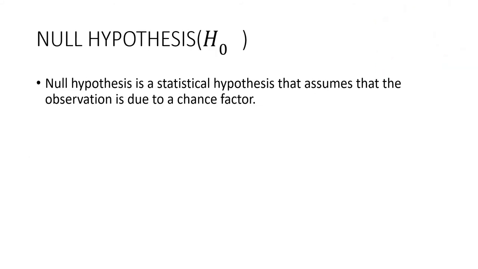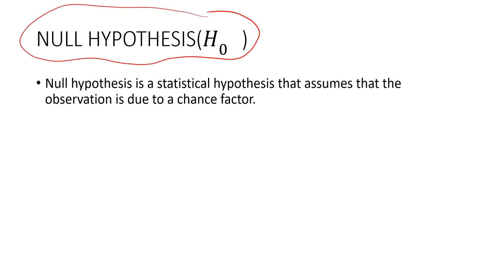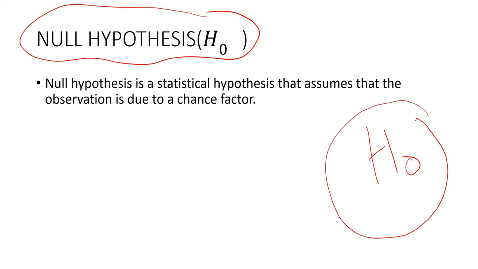Here, another important term you need to understand is the null hypothesis. It is denoted by H0, H suffix 0. The null hypothesis is a statistical hypothesis that assumes that the observation is due to a chance factor. We are just making some assumptions. That assumption we call the null hypothesis, denoted by H0.